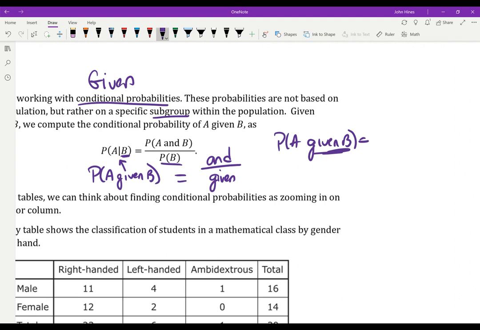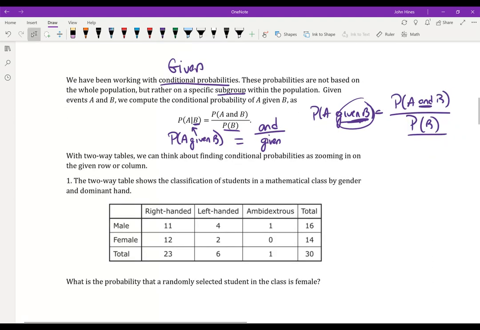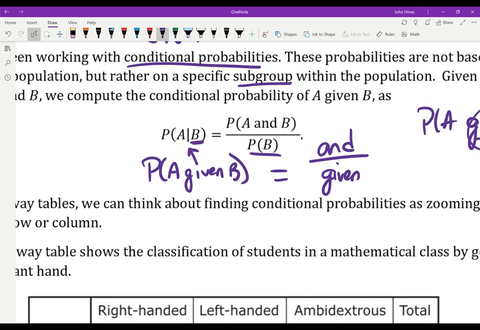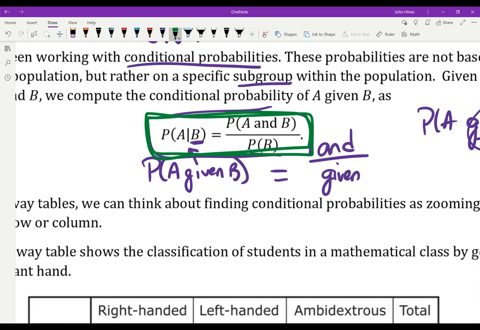So B already happened, so that's why the numerator is A and B. B already happened. I know B occurred. So even though I want the probability of A, I use the and formula up top. But I only divide by the universe of B. B becomes the universe and shrinks me down. So that's how we're going to work with conditional probabilities. You're going to use this formula. We're going to be using this formula a whole bunch over the next 3 weeks.